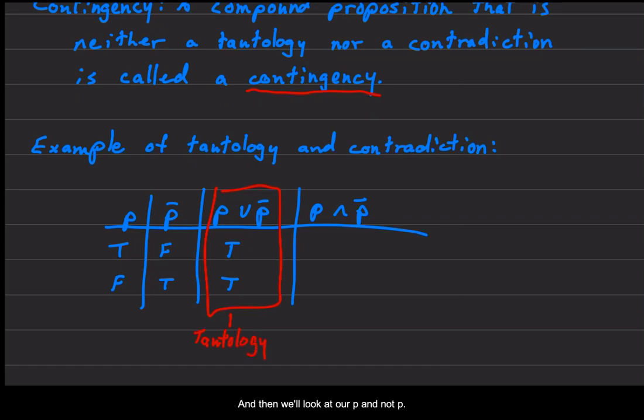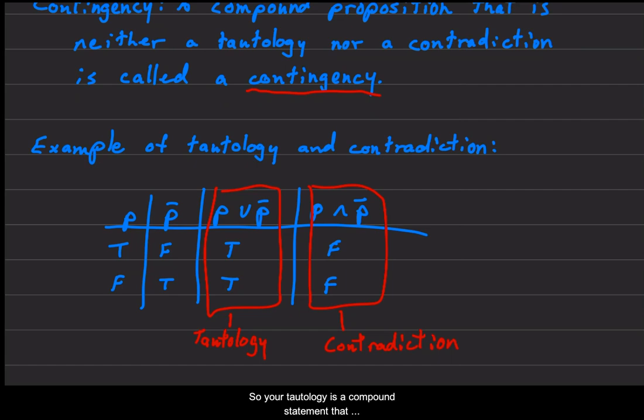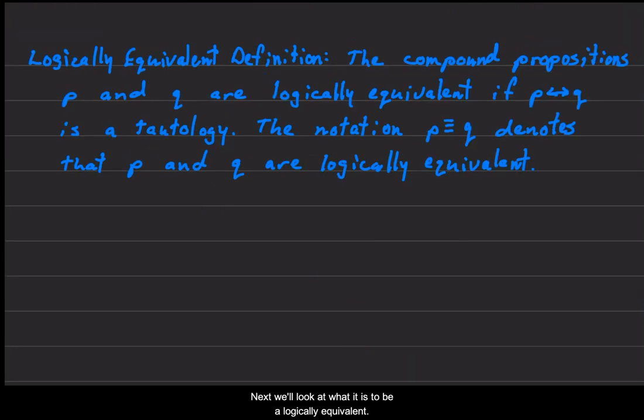And then we'll look at our P and not P. And there we have true and false, gives us false. And then false and true gives us false, which means that this is a contradiction. So a tautology is a compound statement that always results in true, and a contradiction is a compound statement that always results in false.